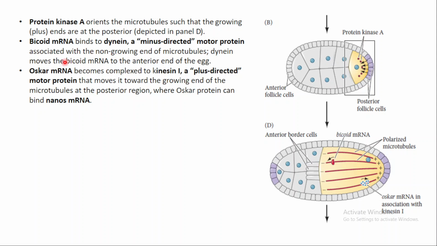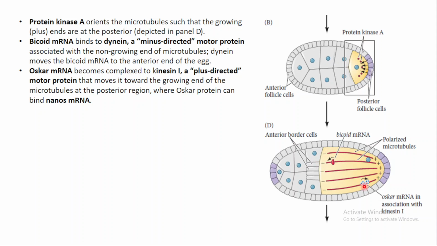Whereas on the other hand, Oscar mRNA becomes complexed to kinesin, which is the contrary protein which can carry cargoes to the plus end of the microtubules, a plus-directed motor protein that moves it towards the growing end of the microtubule at the posterior region where Oscar protein can bind nanos mRNA. So Oscar sits on kinesin and moves to the plus end of the microtubules, whereas bicoid sits on dynein and moves to the minus end.